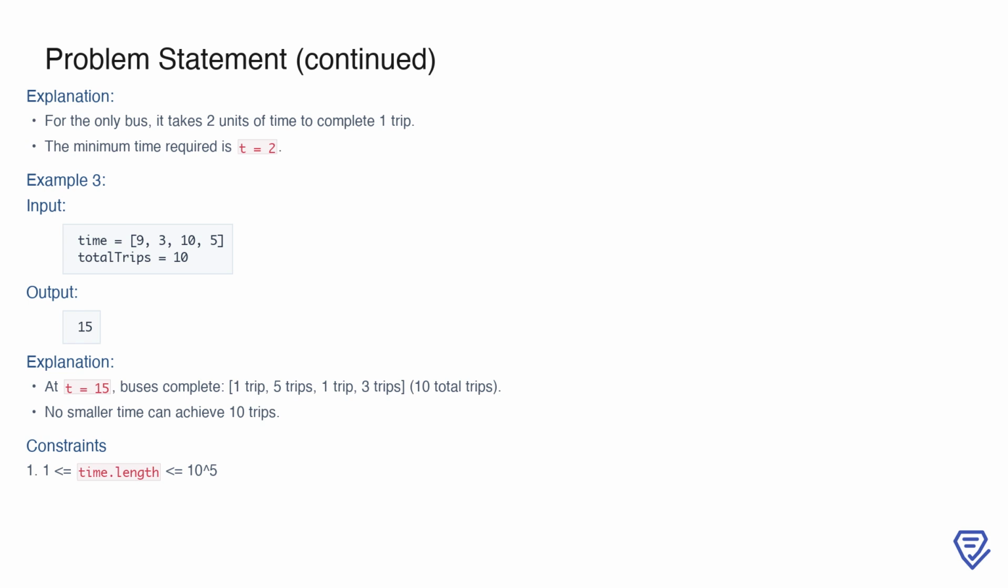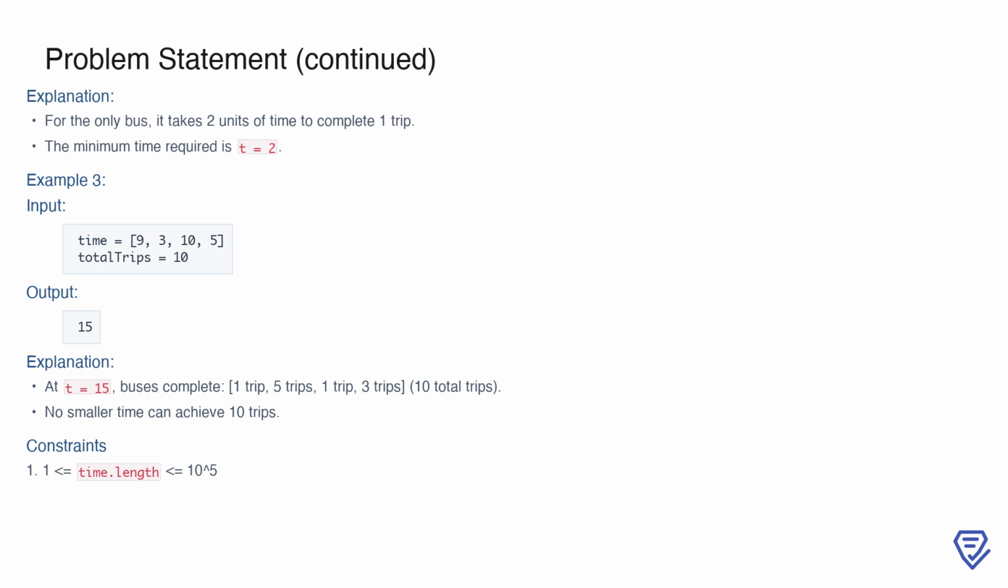Now let's consider a slightly more complex example. If time equals [9, 3, 10, 5], and total trips equals 10, the output is 15. This is because, at t equals 15, the first bus completes 1 trip, the second bus completes 5 trips, the third bus completes 1 trip, and the fourth bus completes 3 trips, resulting in a total of 10 trips.